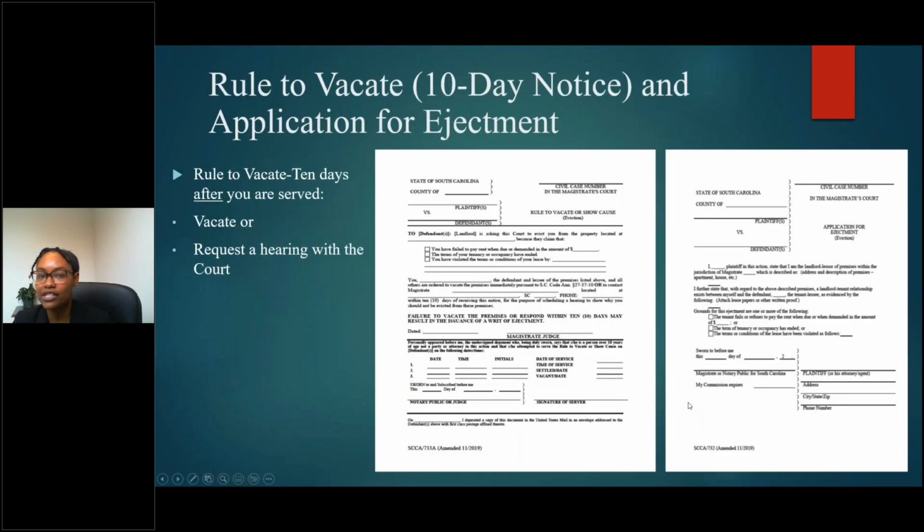So the first notice from the court is called a rule to vacate. Like I said, I did include pictures from the SC Court website for you to view. It's typically with an application for ejectment. The application for ejectment is what the landlord fills out. It's, basically, this is why I'm filing this action. The rule to vacate is what you should be getting in the mail.